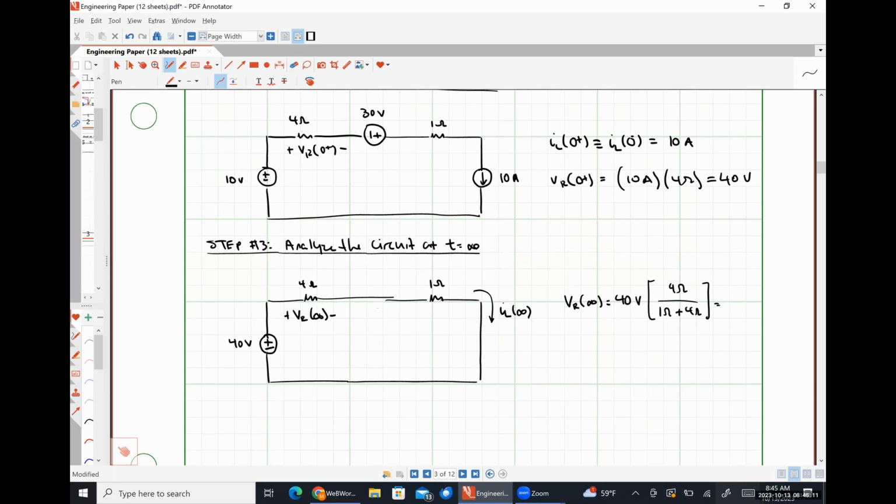So 40 times 0.8 is, if I'm not mistaken, 32 volts. What will IL at infinity be? So 32 volts divided by 4 ohms, or we could say 40 volts divided by 5 ohms. Either way, doesn't really matter. 8 amps.